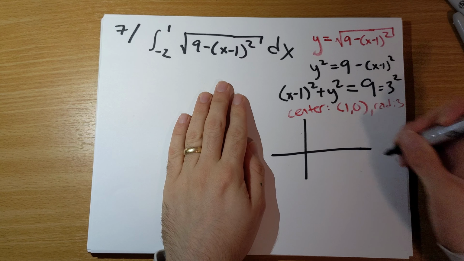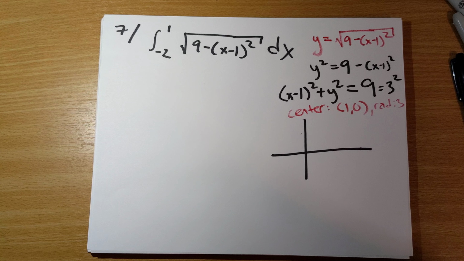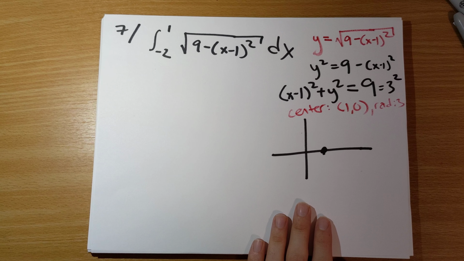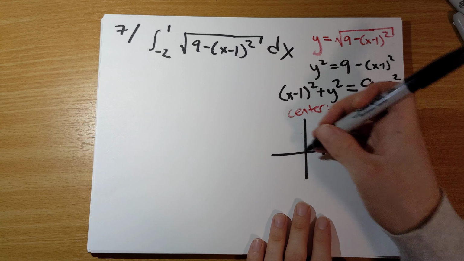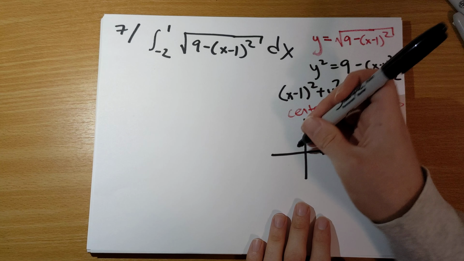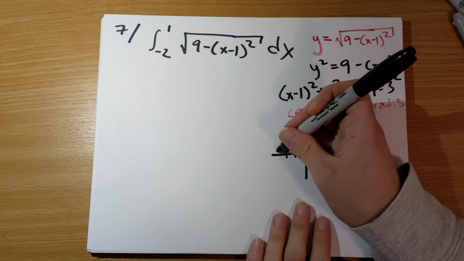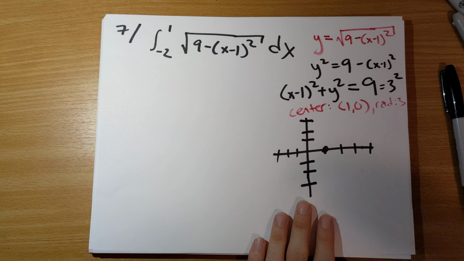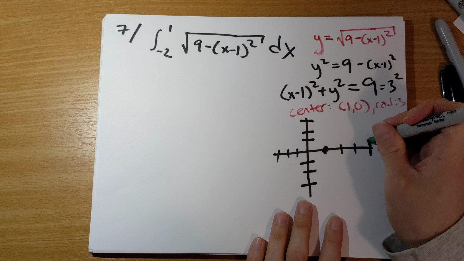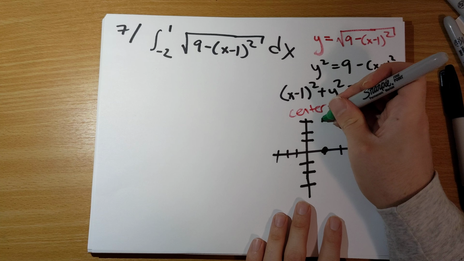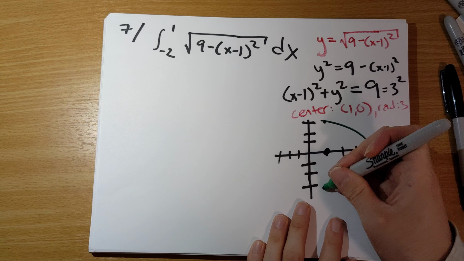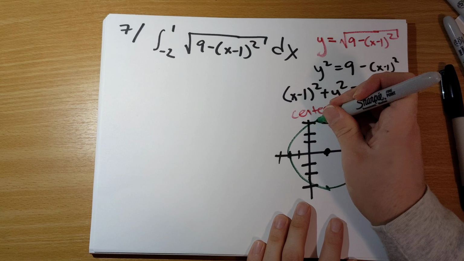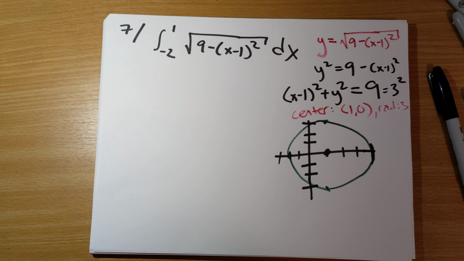So let's draw that. Center at 1, 0. So there's the center, radius 3. So 1, 2, 3. 1, 2. It goes 3 units in that direction, 3 units in that direction, 3 units down here, and 3 units over here. Okay, so here's our circle.